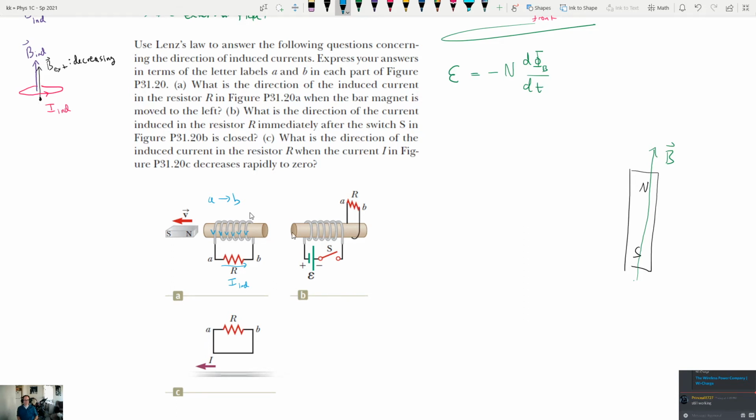Okay, let's do part B. So this one's a little trickier because we have basically an electromagnet because we have a coil connected to a battery. When you throw the switch, for a very brief moment in time, there's going to be an increase in flux. What is the direction of the magnetic field produced by this electromagnet when we close the switch? B to A. No. I want to know the direction of the field. Towards the right. Towards the right.